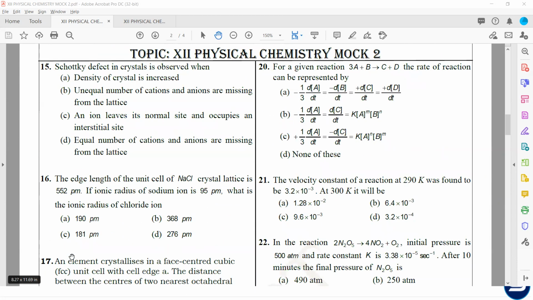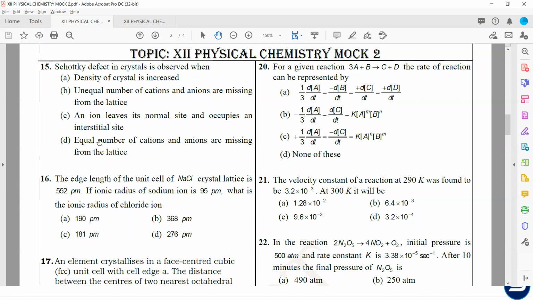Next, Schottky defect in crystal is observed when equal numbers of cations and anions are missing from the lattice. And for Schottky defect to be possible, the difference between the radii of the cation and anion should be almost equal, the difference should be small. That means the cation and anion should be of similar sizes so that they can have equal numbers of cations and anions missing from the regular lattice points.